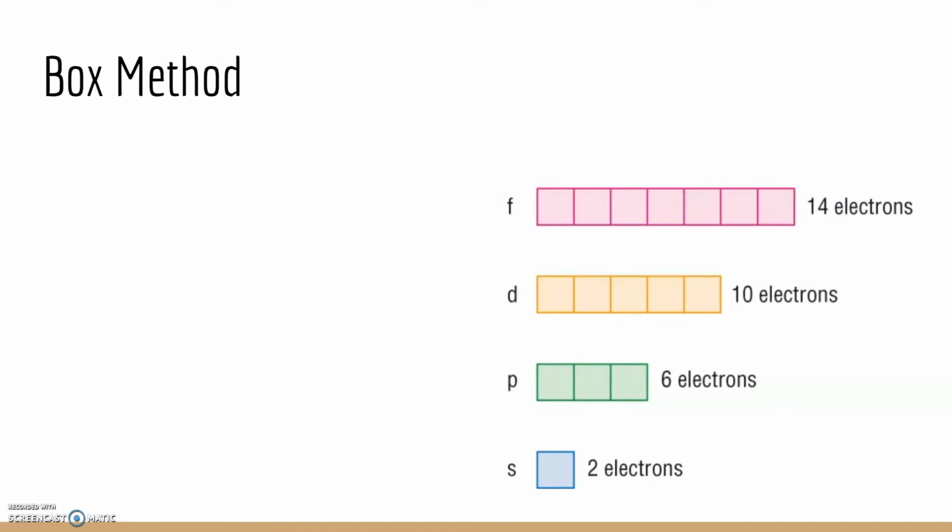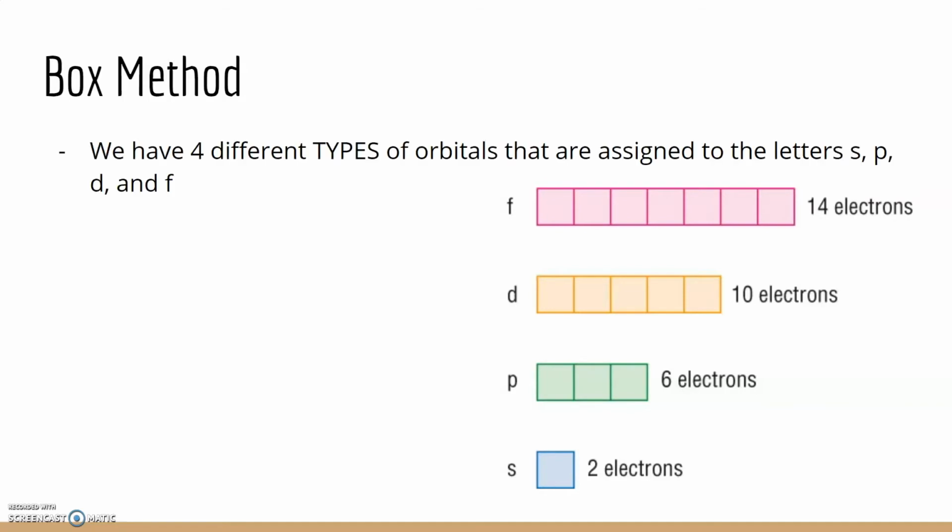Here, we see that we have different letters for boxes. So we have an S box, which will hold 2 electrons. The S box is one box, and each box holds 2 electrons. The p orbital has 3 boxes, so it will hold 6 electrons. The d orbital has 5 boxes, so it will hold 10 electrons. And the f orbital has 7 boxes, so it would hold 14 electrons. We have 4 different types of orbitals that are assigned to the letters S, P, D, and F. It'll make more sense why they exist later on.